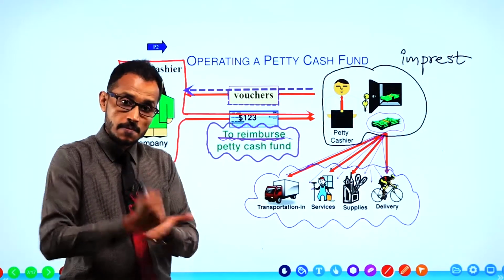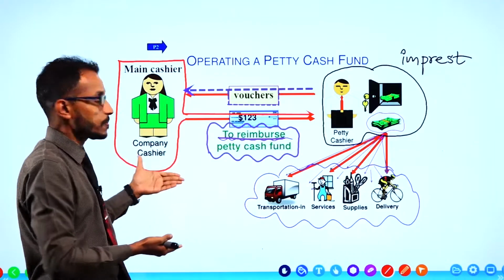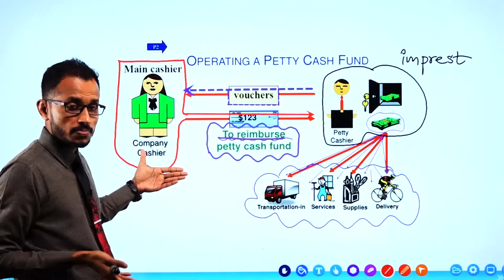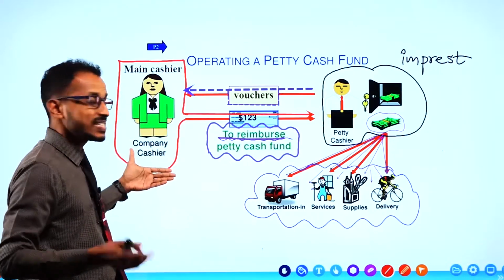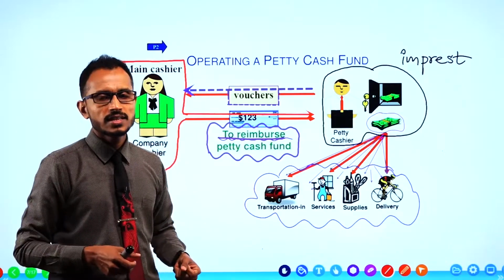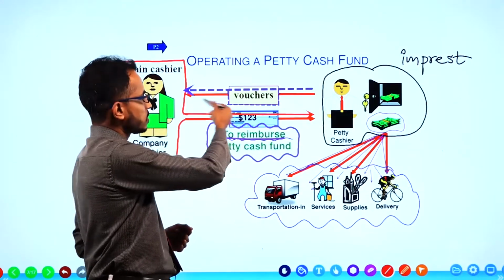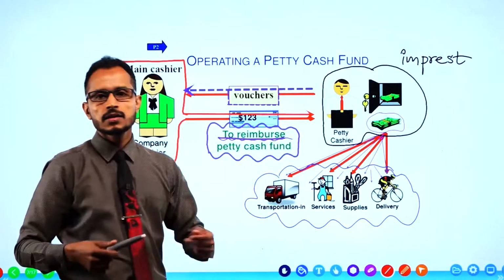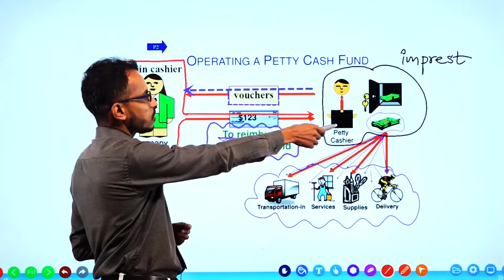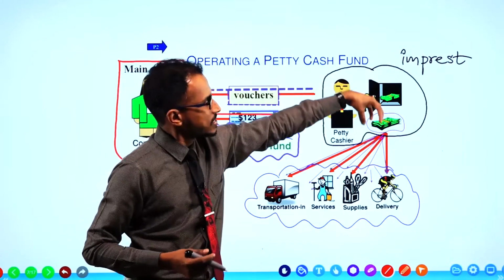All those vouchers should be collected by the petty cashier and produced to the main cashier. Then only after going through the vouchers, the main cashier confirms that this amount is really spent, and refills that amount back to the petty cashier at the end of the month. Hands over that amount which is spent. From that amount, the petty cashier refills his imprest.